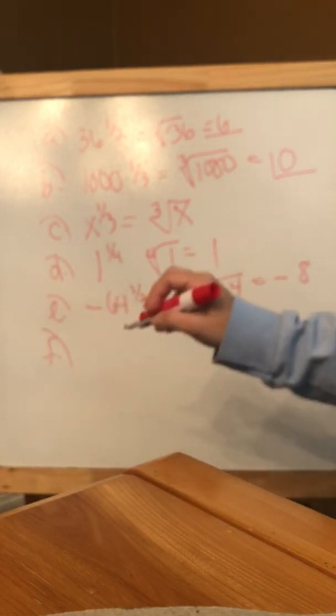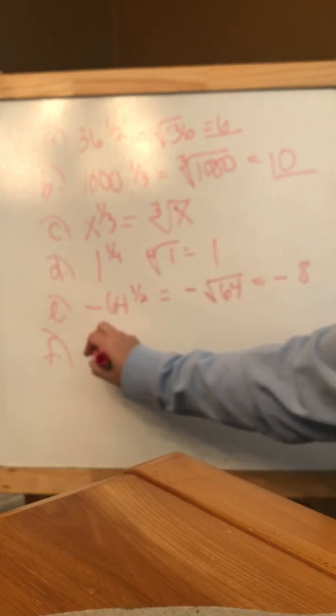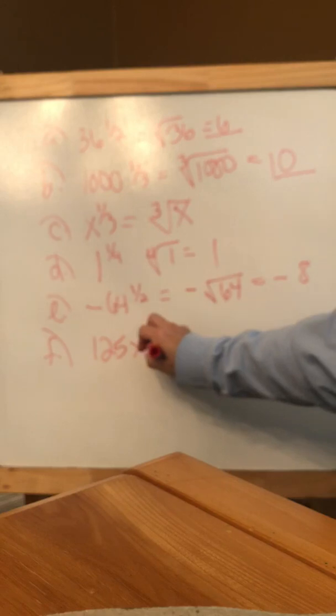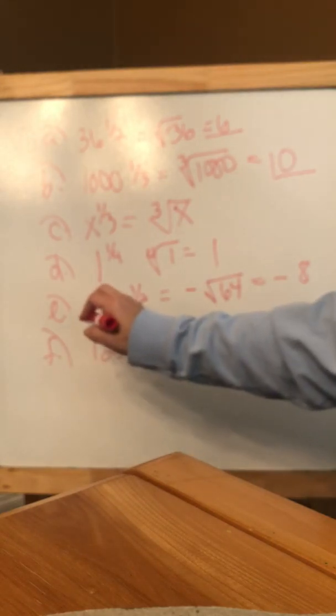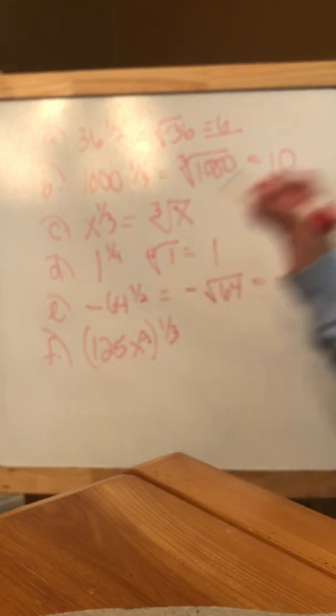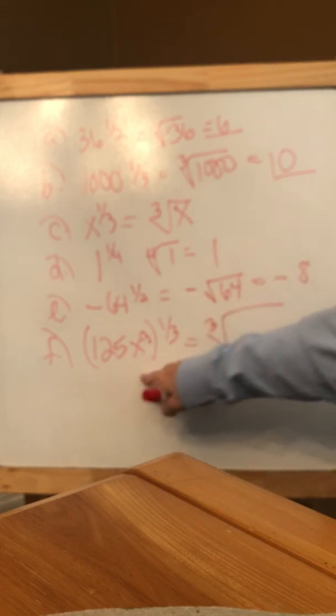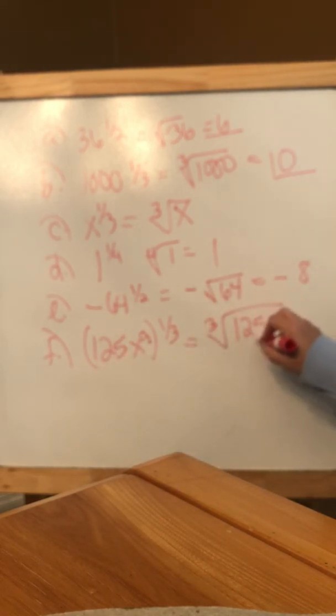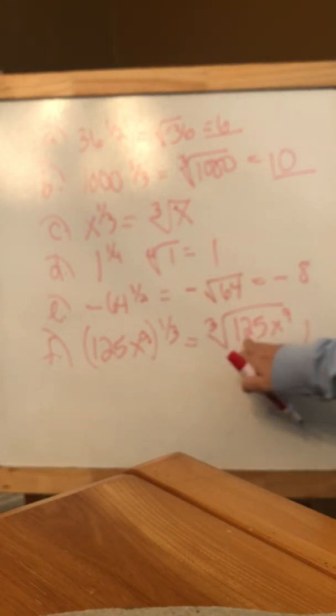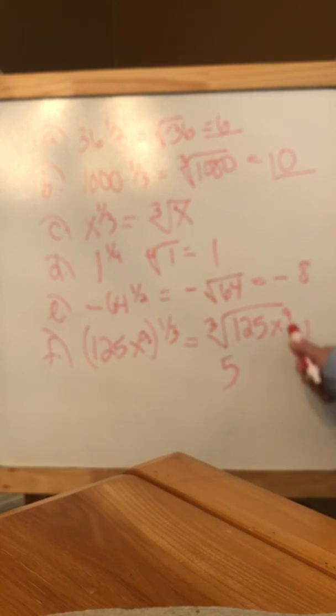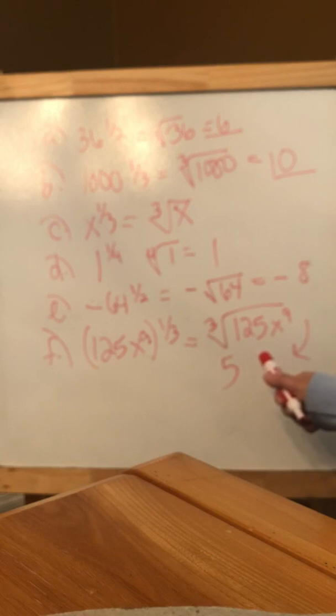All right, F, we have 125x to the 9th, this whole thing to the 1/3. So again, go one step at a time. We're going to take the cube root of everything in parentheses. Okay, so let's simplify it down now. So the cube root of 125 is 5. The cube root of x to the 9th is just going to be x to the 3rd. So 5x to the 3rd, and that is your final answer.